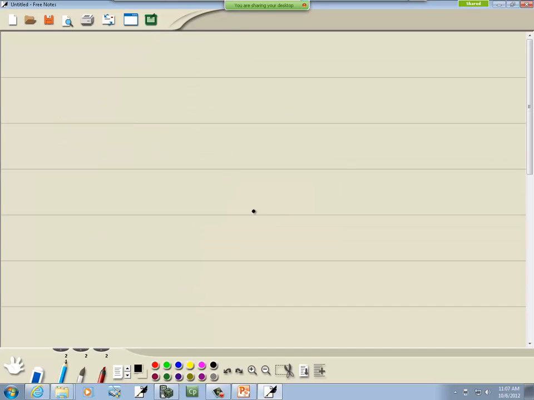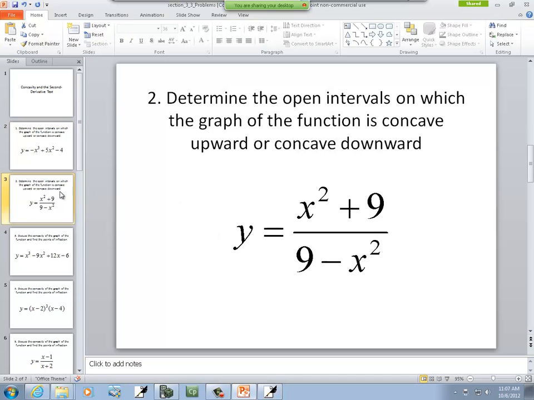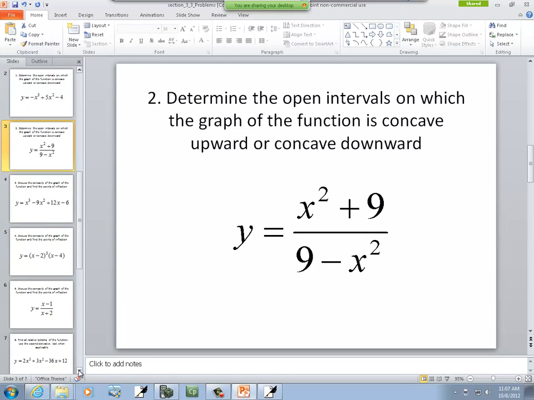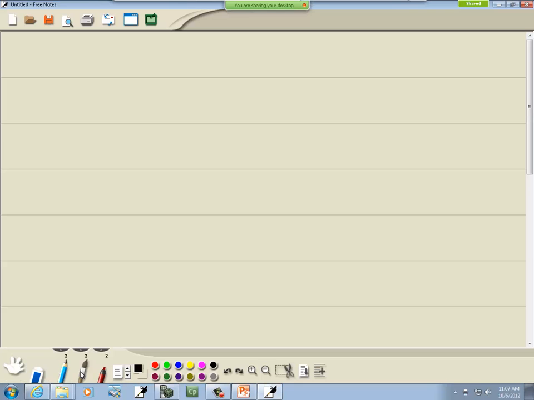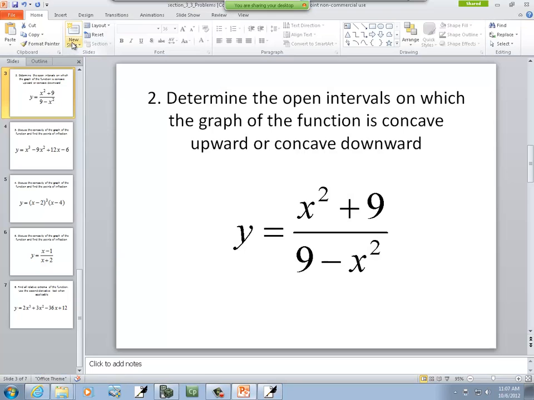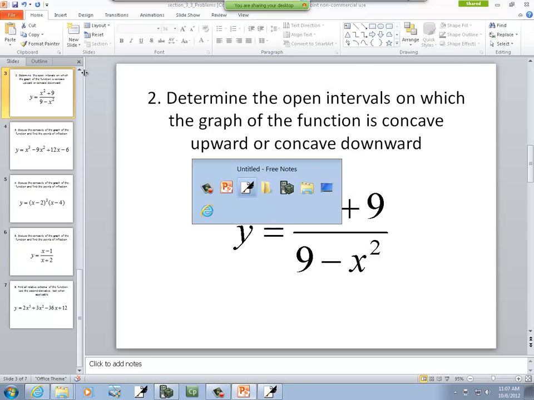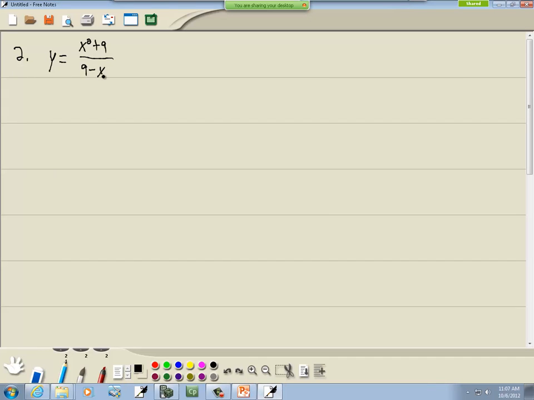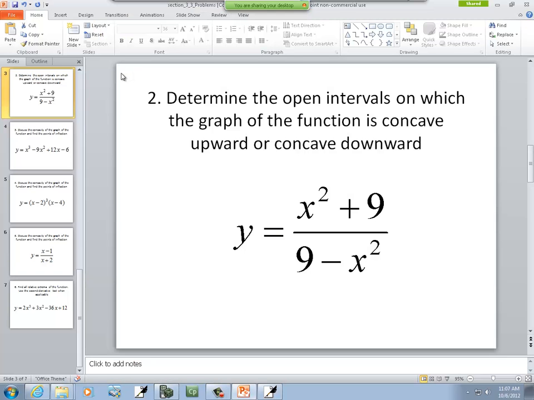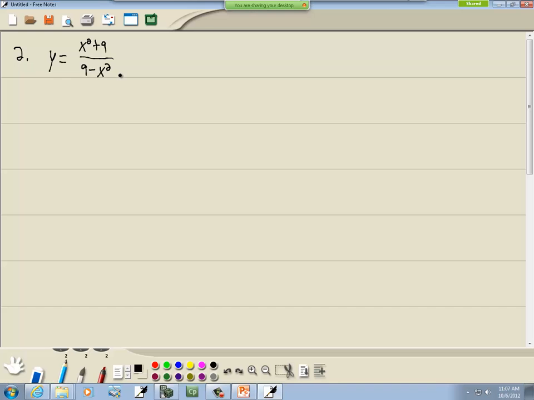And let's take a look at our second problem. Got y is equal to x squared plus 9 over 9 minus x squared. And instructions say determine open intervals in which the graph of the function is concave upward or concave downward. Well, again, our first step is to find our second derivative.